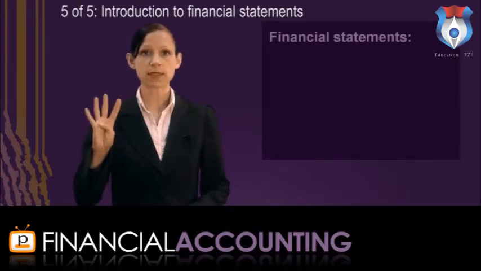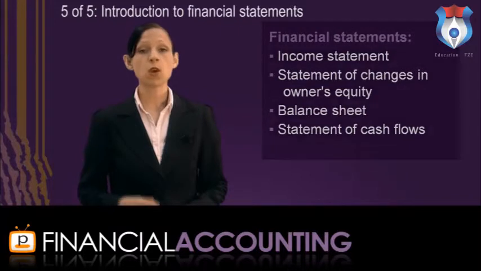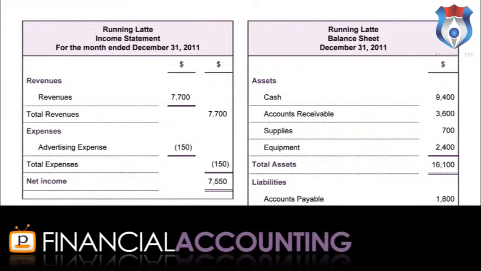The four major financial statements are the income statement, statement of changes in owner's equity, balance sheet and the statement of cash flows, which we can see in our Padisco textbook. The income statement summarises the revenues earned and expenses incurred over a period of time, which results in the net income or net loss of the business.